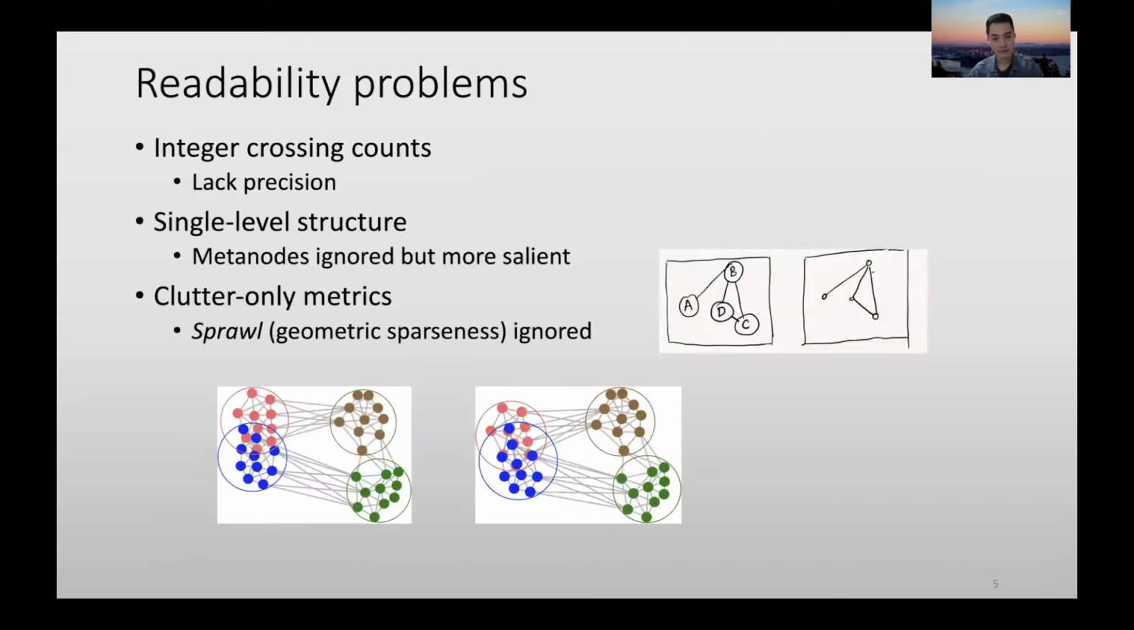Third, most metrics only consider clutter, which means they ignore the sprawl or geometric sparseness. We use the term sprawl to describe the situation where you have very small nodes and a very large canvas, where it is really hard to read a graph. And it is really hard to encode things like a label inside a node. So using the same graph here, we shrink the size of the nodes such that you cannot see any labels inside them.